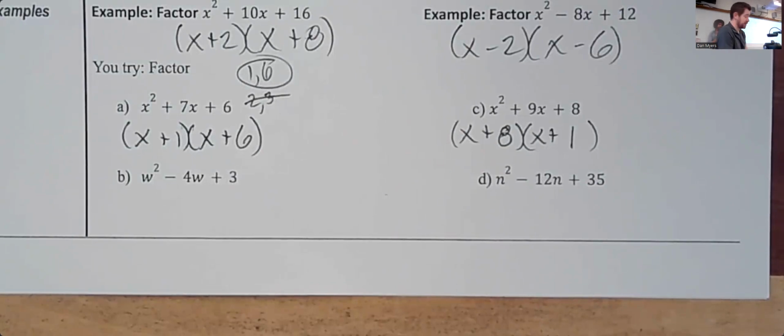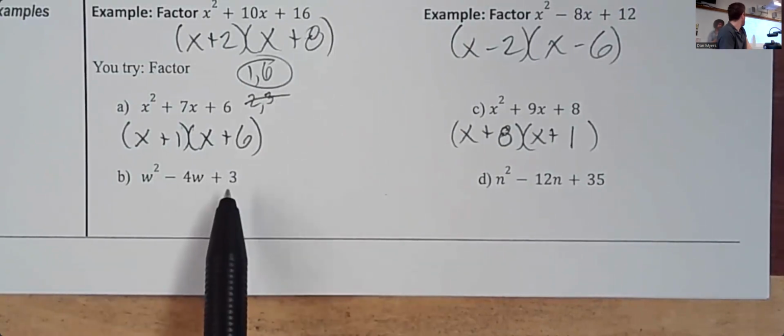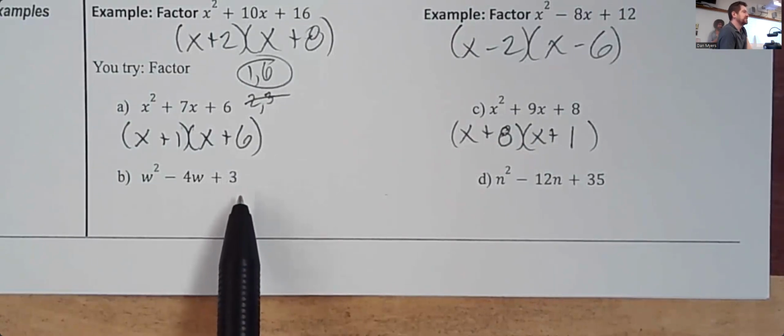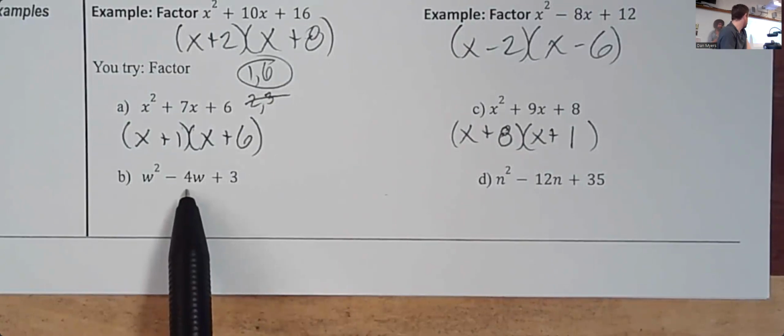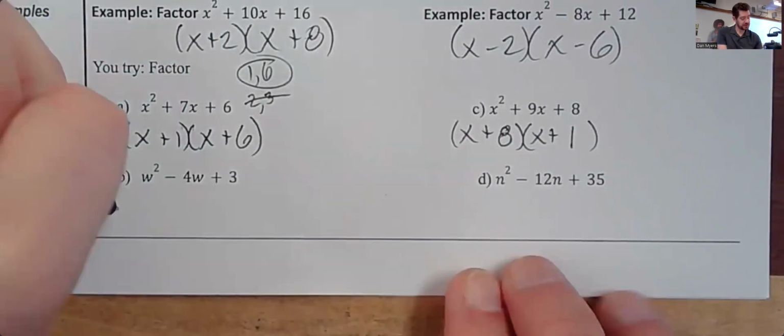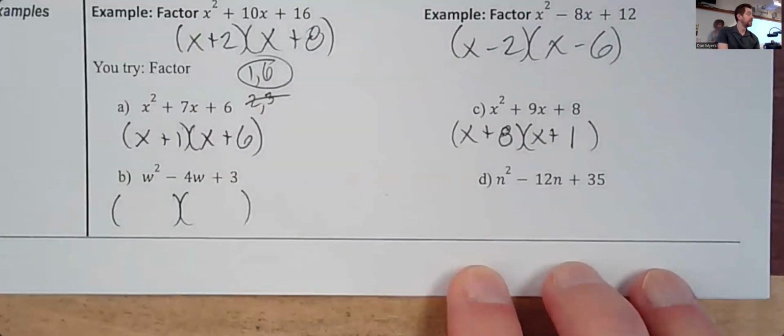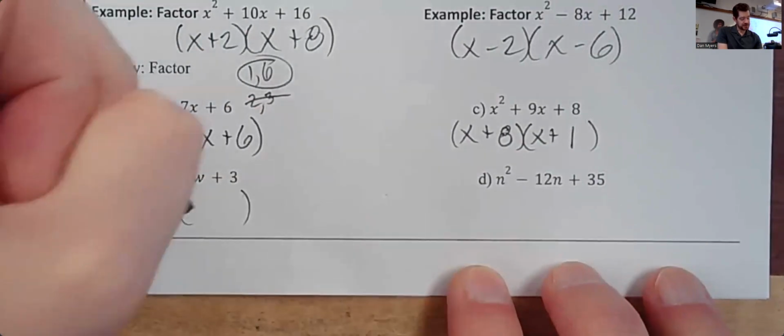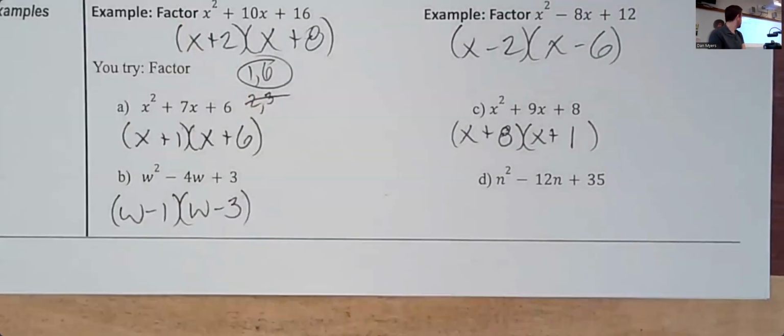Now, this next one, there's only one factor pair in terms of integer values that would multiply to 3. And since the middle number is negative, they both have to be negative. So what do we have? Yeah, w minus 1, w minus 3. There you go. That was our only option for that one.